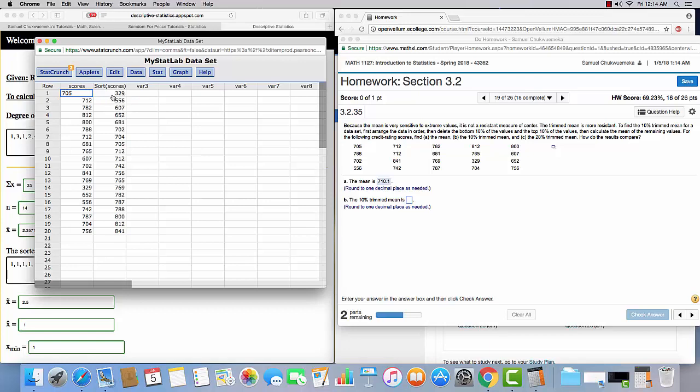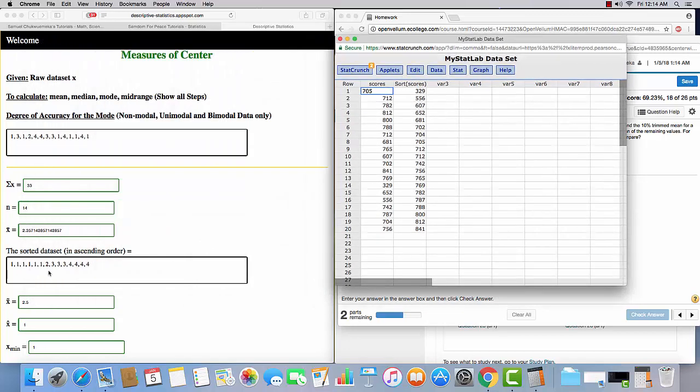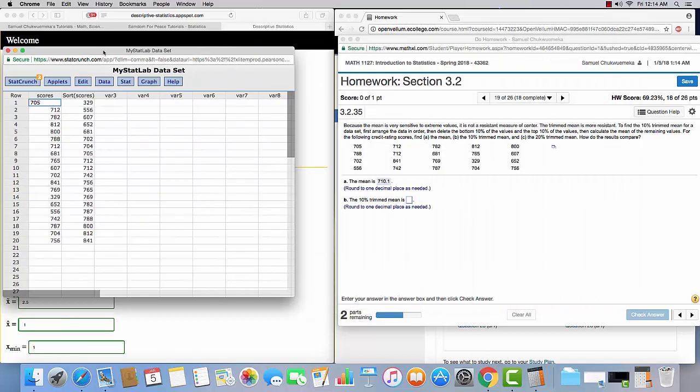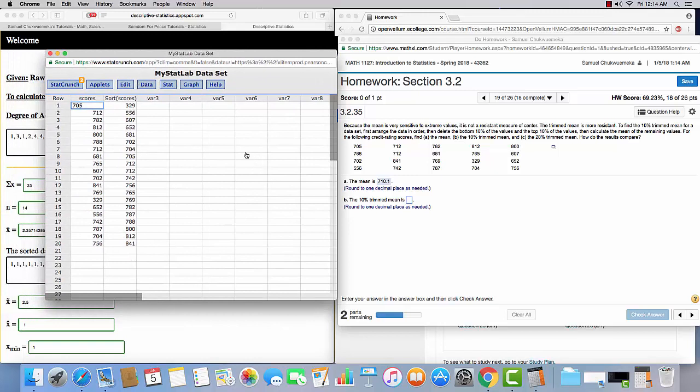So this is sorted data. This is how we sort our data. Even on my own calculator, I sort the data in ascending order. If you want to sort it with StatCrunch, that is the way you do it. You go to Data, you sort it. Then I'm going to remove the top 10%, which is two, the first two and the bottom two. I will trim it. That's why we say trimmed mean. I'm going to trim it, remove the top two and the bottom two. So let me just go ahead and copy this data. Let me duplicate.